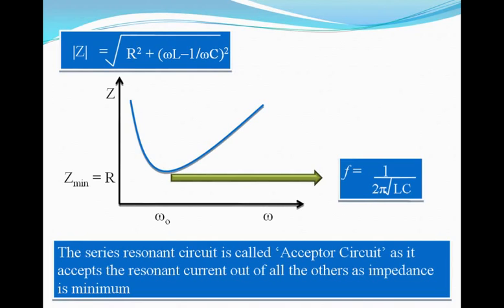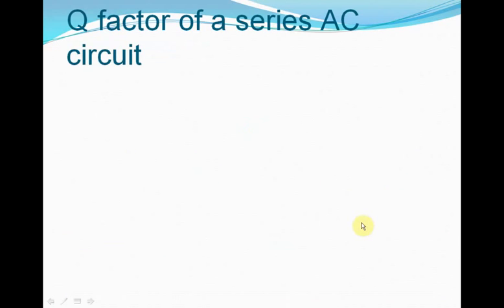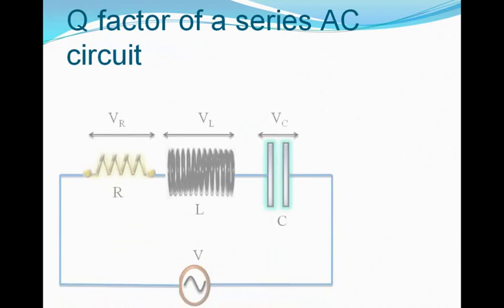Acceptor circuits, however, are also used in radios. So in case of radio signals, you have to detect one signal and neglect all the other signals. Which signal to detect basically depends on the resonant frequency. Understood? So different stations have different resonant frequencies. So there you go. Now a special factor in a resonance circuit is the Q factor.